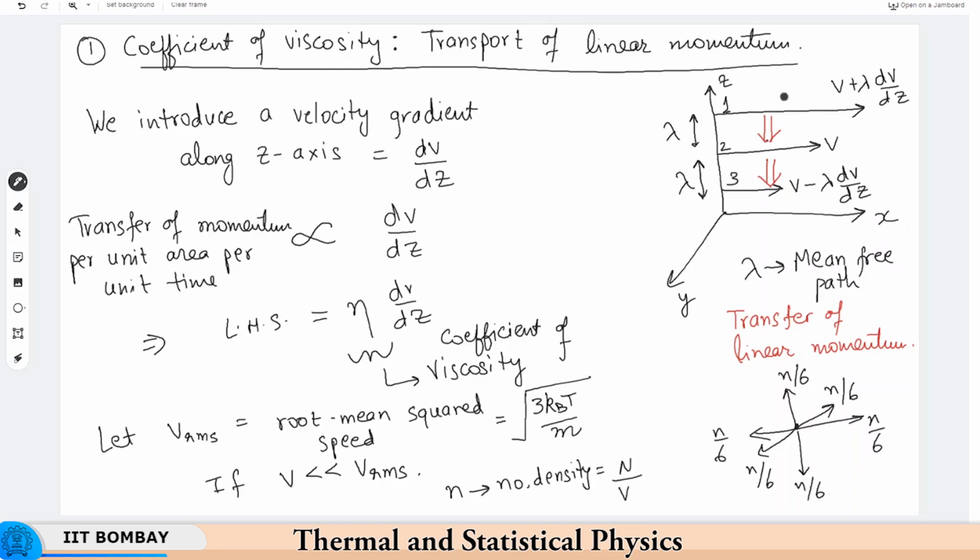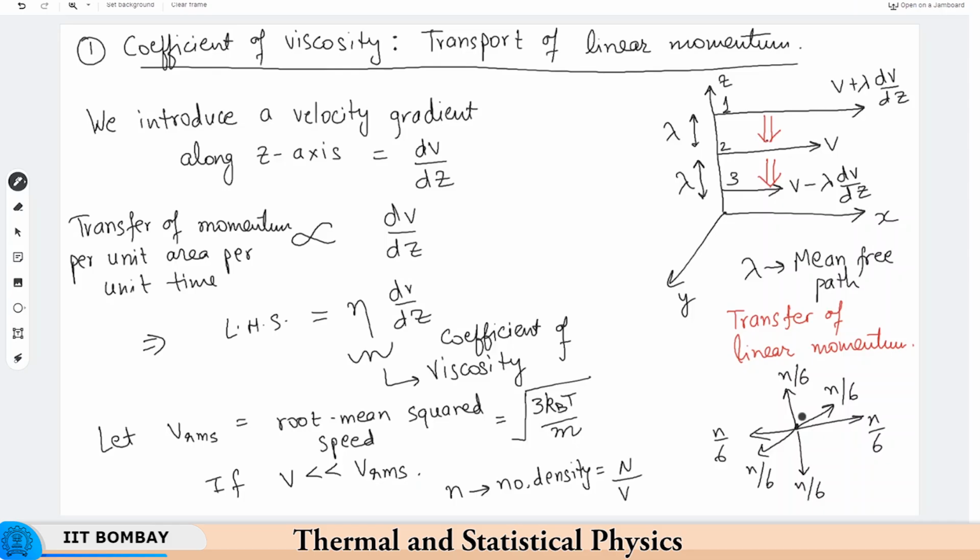So on average, even if we have broken the condition that molecules are moving randomly, since this V, the net transport of momentum along any plane, is much smaller than the average root mean squared speed of these gas molecules, there are still n by 6 molecules moving in any given direction, right.